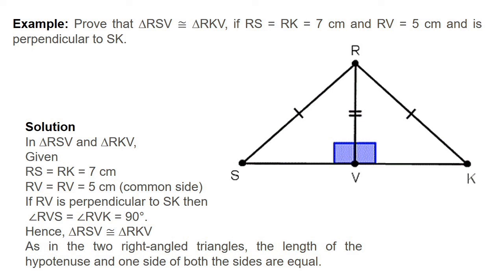If RV is perpendicular to SK, then obviously we will have angle RVS equal to angle RVK, and that will be 90 degrees. Hence, triangle RSV is congruent to triangle RKB, as in the two right-angled triangles, the length of the hypotenuse and one side of both are equal. So we get both the triangles as congruent.